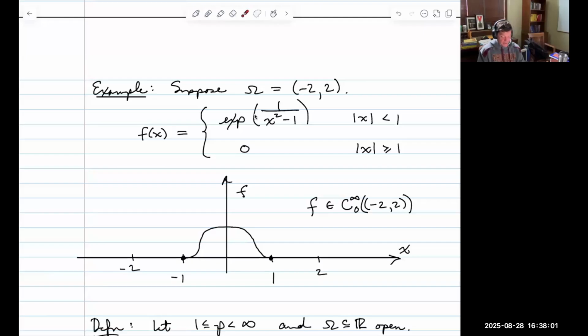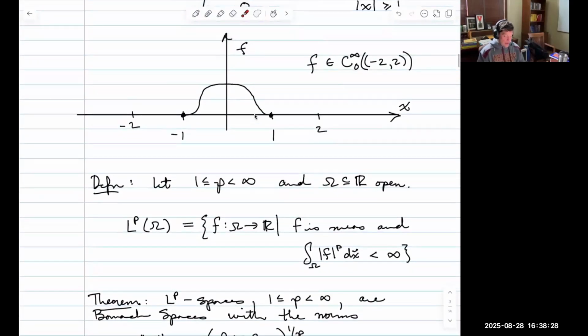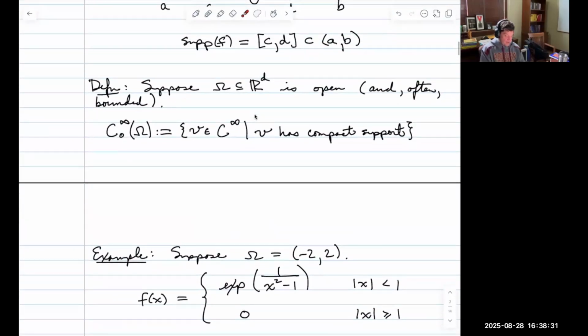as long as the interval on which this thing is non-trivial is completely contained within the interval of total definition, -2 to 2, which it is. Okay, the open interval -1 to 1 is a proper subset of the open interval -2 to 2. Okay, so everything is kosher there. Okay, so why do I care that such functions exist? Well, it turns out that if I have a set like this, then it becomes a very useful set for doing analysis.